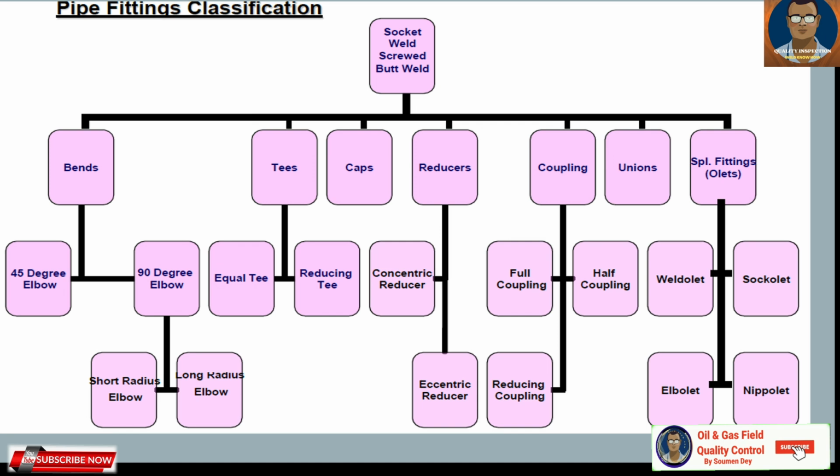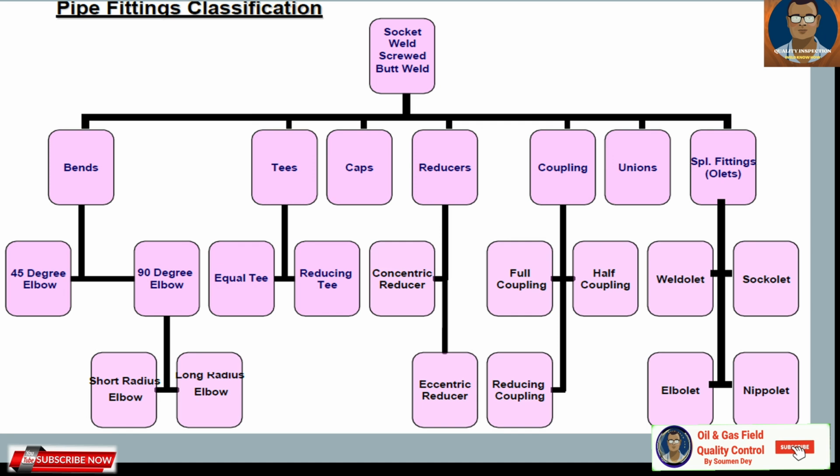This chart below will give you an idea of the types of piping fittings available. Let's say we have socket weld, screwed or butt weld type of fitting connections. Based on that, we have a lot of variety available. Let's say bends, which we also term as elbows, then tees, caps, reducers, couplings, unions, and special fittings, which we also term as OLETs or outlets.